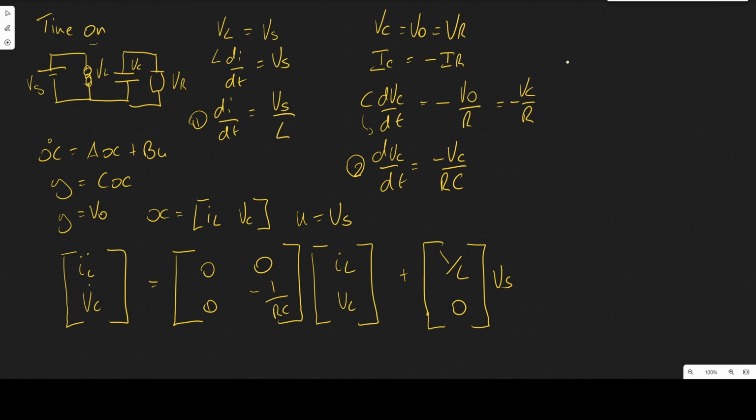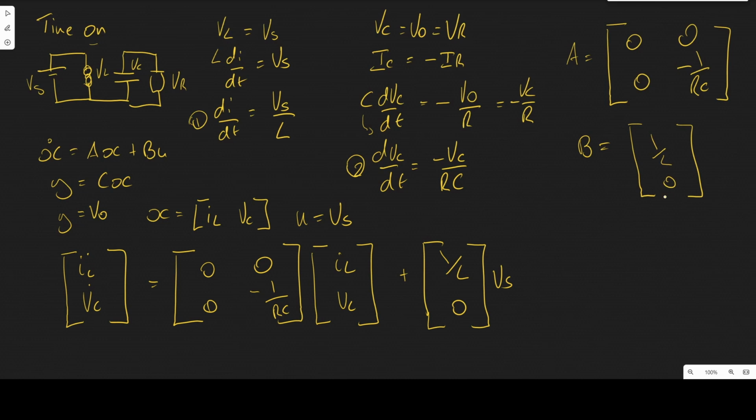So the A matrix here for the time on circuit is equal to 0, 0, 0, minus 1 on RC, and the B matrix is equal to 1 all over L, 0. As for the C matrix, as we've chosen the output to be Vout, Vout we said is equal to Vc, so the C matrix would be 0 and 1, since Vc is equal to Vout.